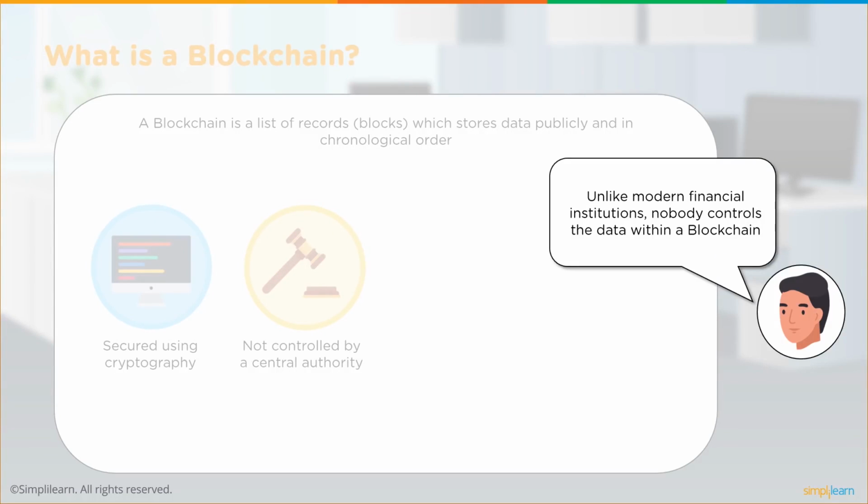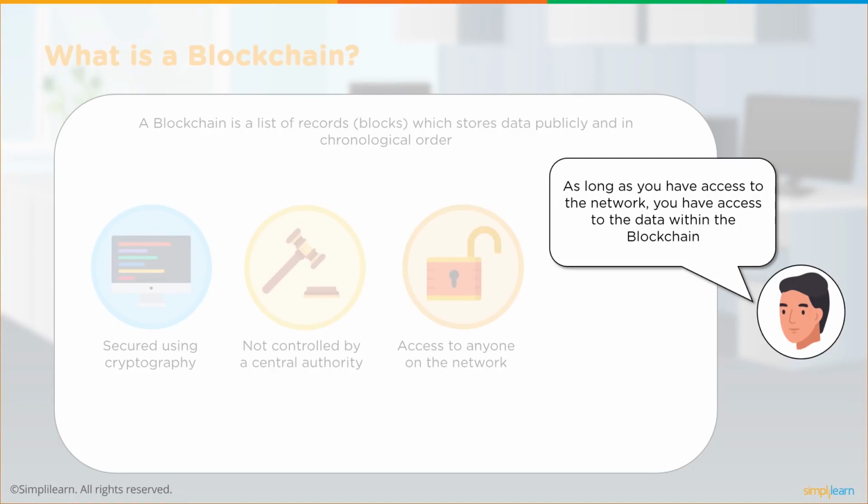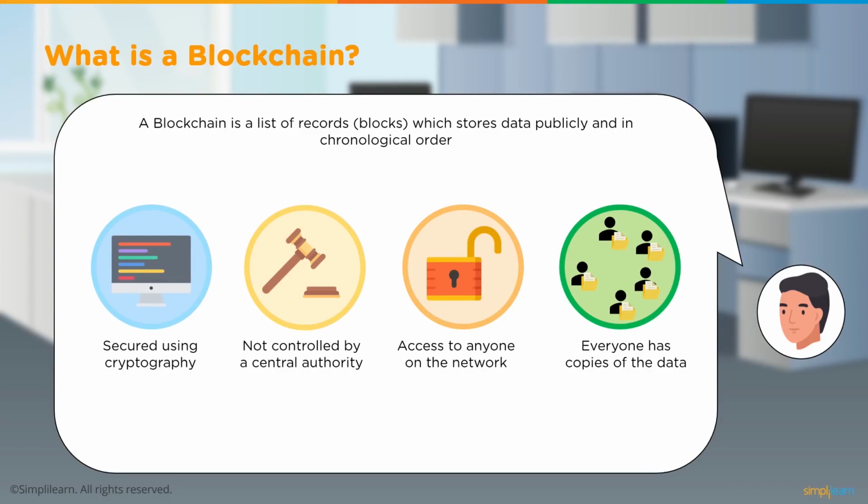The data is maintained by the participants of the network, and they are the democratic authority to approve any transaction which can happen on a blockchain network. A typical blockchain network is a public blockchain, open to access for anyone on the network. So as long as you have access to the network, you have access to the data within the blockchain. If you are a participant on the blockchain network, you will have the same copy of the ledger which all other participants have. Therefore, every participant on the network has the same copy of the data.